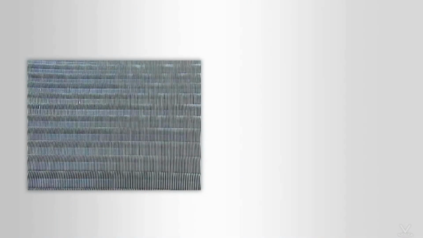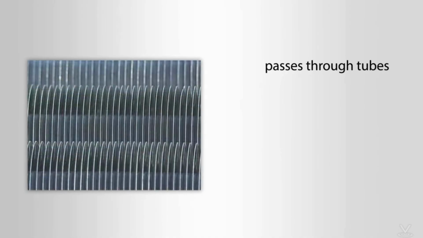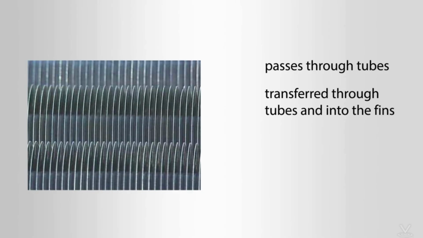During operation, the fluid being cooled passes through the tubes. The fluid transfers heat to the tubes by conduction and convection. Some of this heat is then transferred through the tubes and into the fins by conduction. From there, heat in the tubes and the fins is transferred by conduction and convection to the surrounding air.